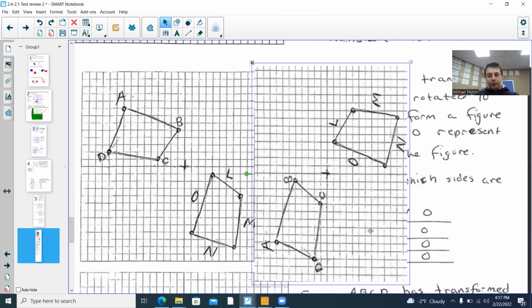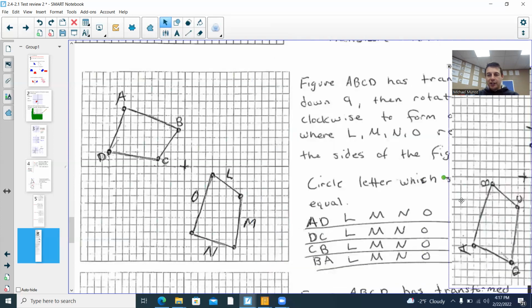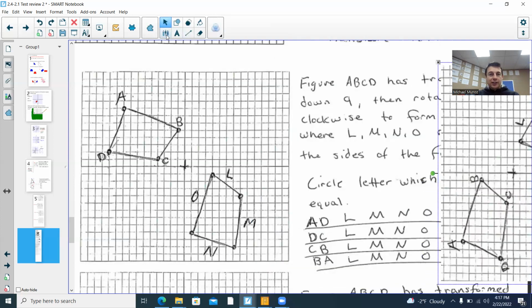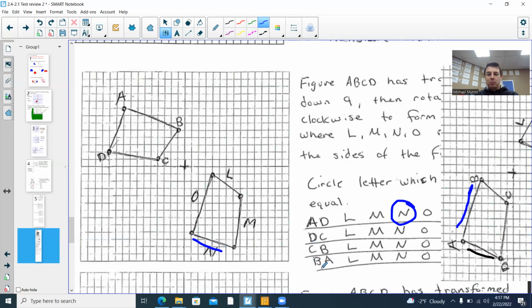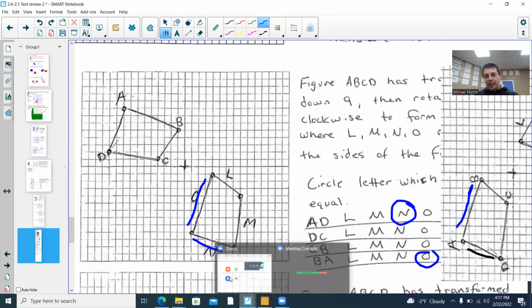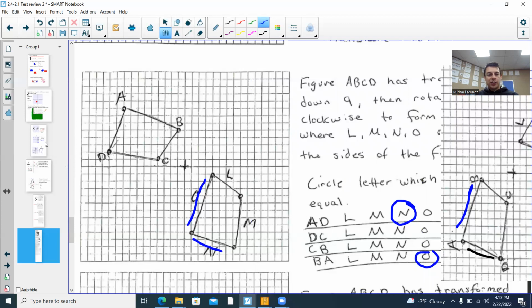They line up and I have to match the sides. So for example, side AD is the first one. AD would be the same one as this one down here. So AD would be N. AB over here, so here's AB or BA, doesn't matter which way the letters go. It would be this side right here, which is the same side O's on. And you just go through and do all 4 sides.